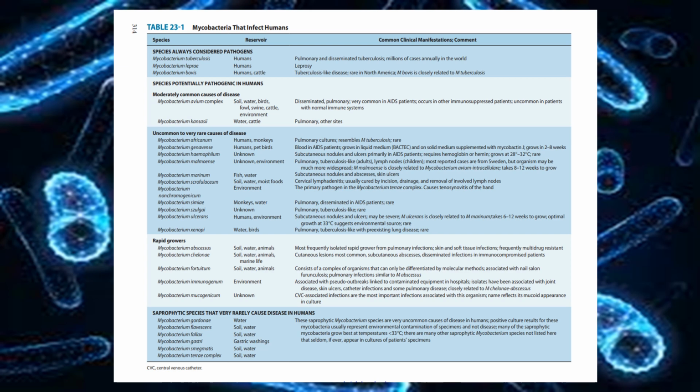As you can see on the screen, the table shows the list of mycobacteria that infect humans. The first column is the species, the second is the reservoir, and the third column is the common clinical manifestation and comments. I will not read one by one what is written in the table since this will be discussed in the upcoming slides.